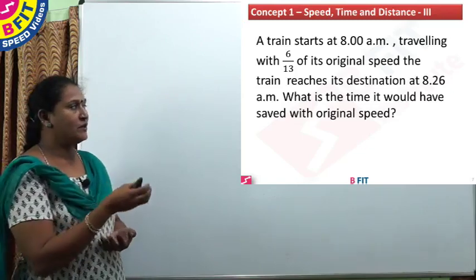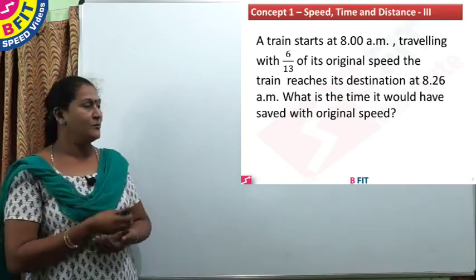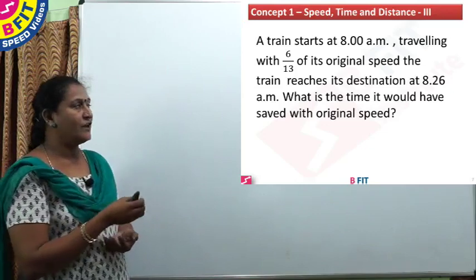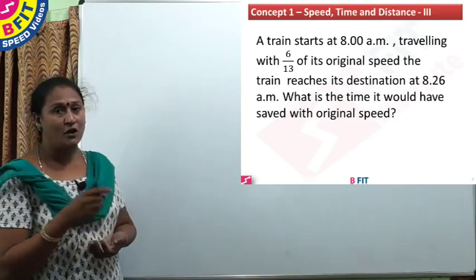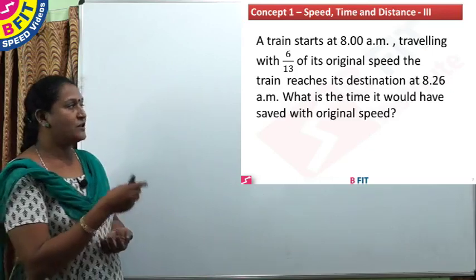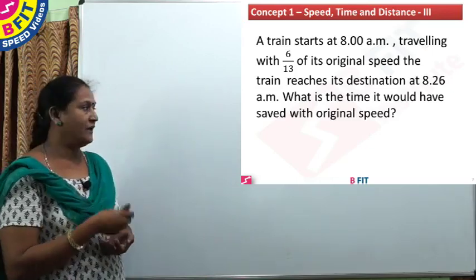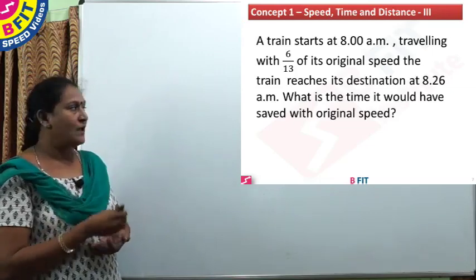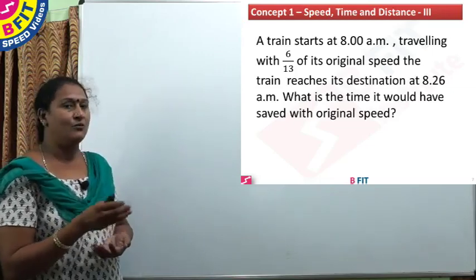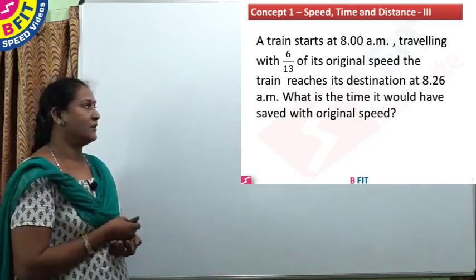Now based on this, as we did in the previous example, we can find the usual time. But here the question is not the usual time. You are asked to find the time it would have saved with the original speed. So we'll see how to find the usual time and then how to find the time it would have saved. We'll see the working.